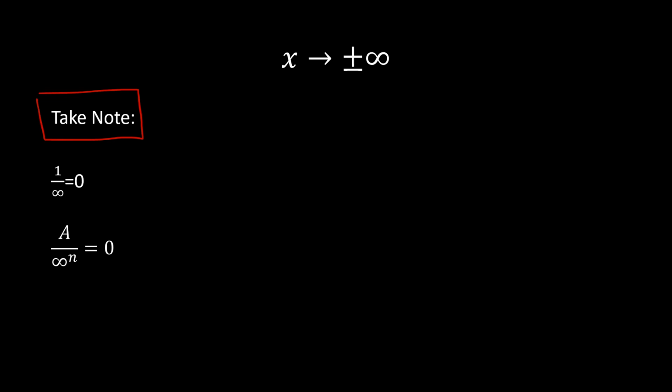So another thing, if a is any number over infinity, with any number as the exponent, your answer is 0. These two are very important because this is how you're going to use them. If I have, for example, a limit of x approaches infinity, let's say x squared plus 2x minus 2 over x cubed plus 3x or 2x minus 4.